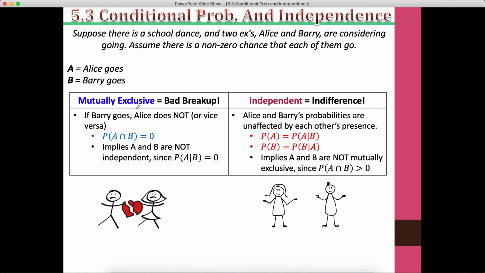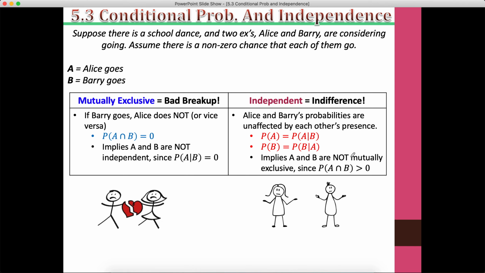You get it. So mutual exclusivity would be a bad breakup, which is to say that if one person goes, then the other one doesn't. Barry learns from his friends that Alice is going to the dance, so he's like, oh, forget it, I can't look her in the eyes again. That would be the probability of A and B equaling 0. If one goes, then the other won't, which means A and B occurring, both of them being present, is just not going to happen. Note that mutual exclusivity implies that A and B are not independent because one event happening very much influences the other event happening. In fact, it makes it 0. The opposite here is also true. P of B given A is also 0.